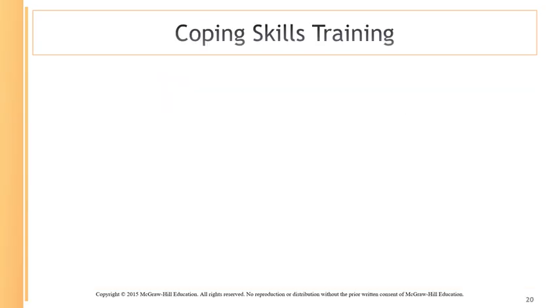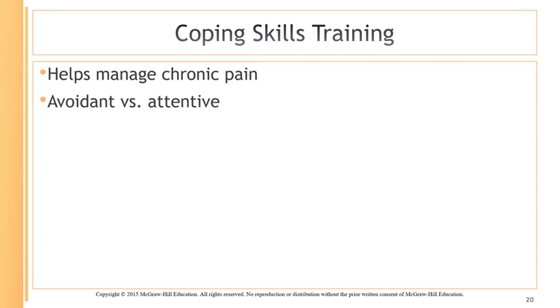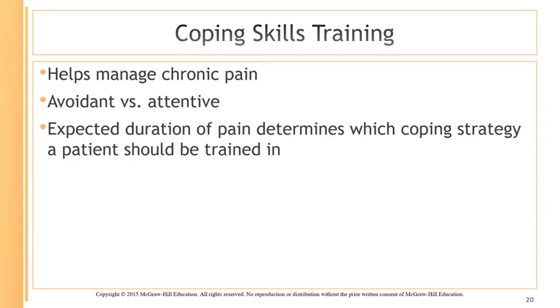Coping skills training can also help chronic pain patients manage their pain. They can either use avoidant or attentive strategies depending on how long patients have had their pain for. There are some situations in which avoidant coping strategies work, and it seems to work for people that have recent onset pain. In a study they did, which involved 30 chronic pain patients and 30 recent onset pain patients, researchers found that those with recent onset pain experienced less anxiety and depression and less pain when employing the avoidant coping strategy rather than attentional strategy.